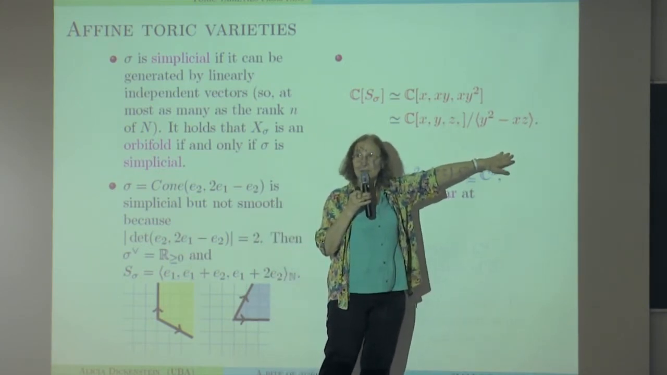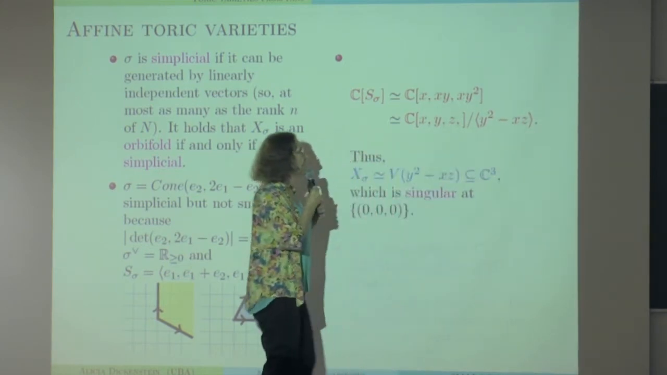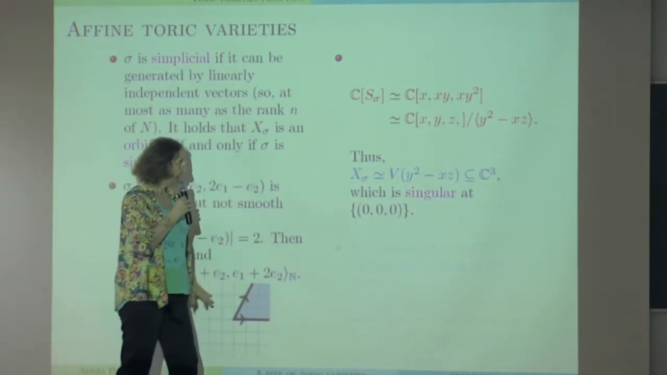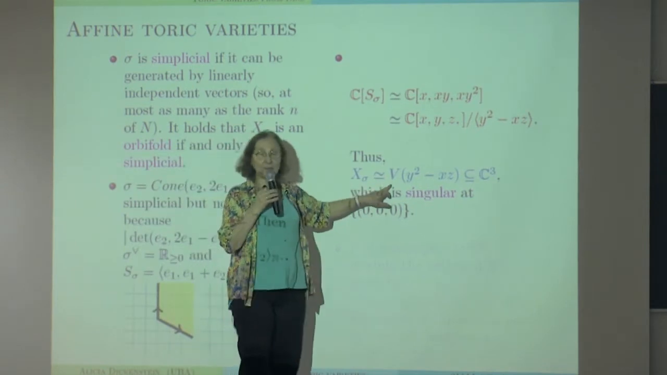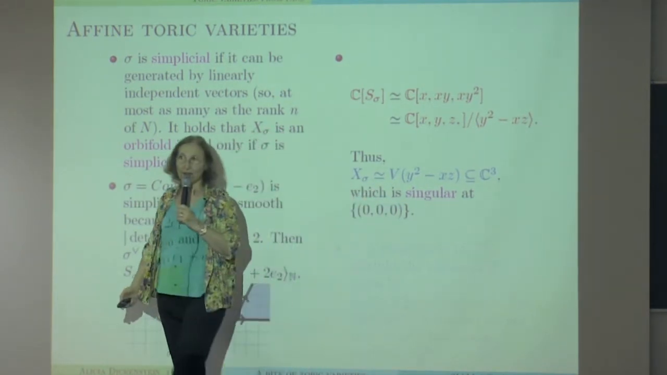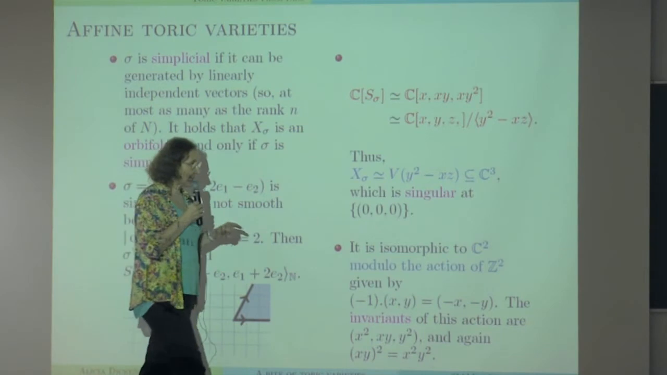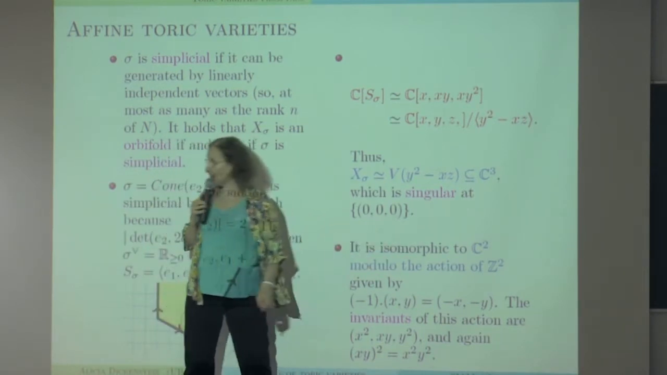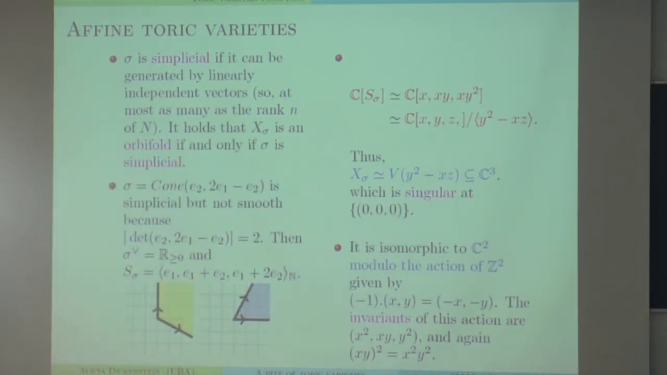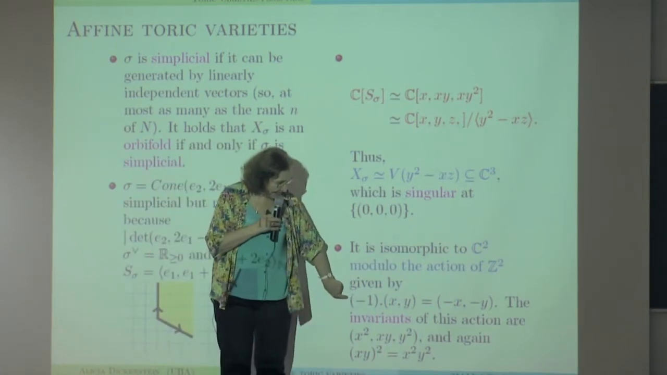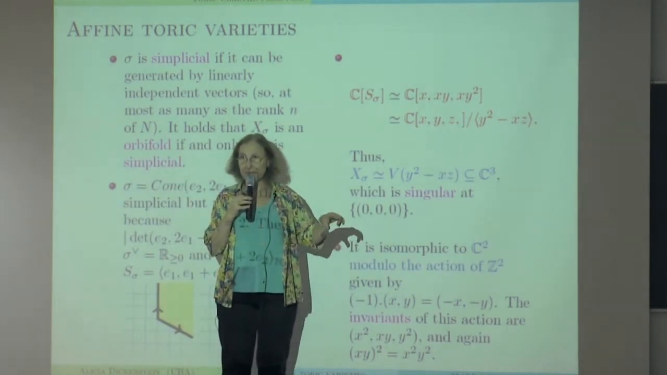This is a very general feature. So this can be presented this way. A concrete way of seeing the associated toric variety is this zero set, which is easily seen to be singular at the origin. And in fact, it is isomorphic to C2 modulo the action of Z2. Sorry, the determinant is here. And the action is we identify the point (x, y) with (-x, -y).